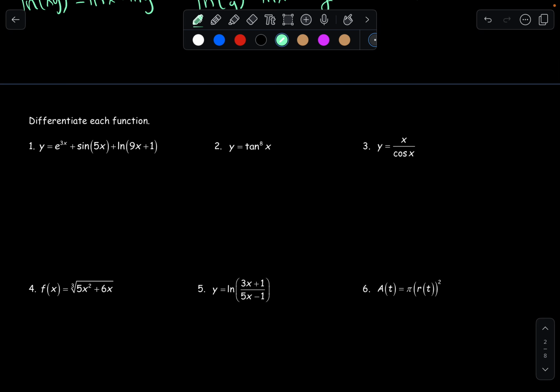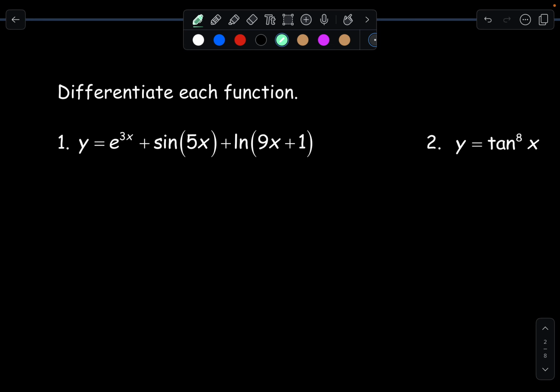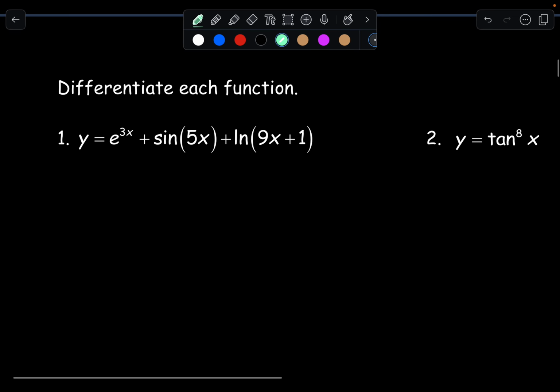All right, so again, I'm going to power through these pretty quickly, but feel free to pause the video, and if you have any questions, just email me. All right, so we want to differentiate each function. We have y equals e to the power of 3x plus sine of 5x plus natural log of 9x plus 1. All right, so we're jumping right into it for number 1, it looks like.